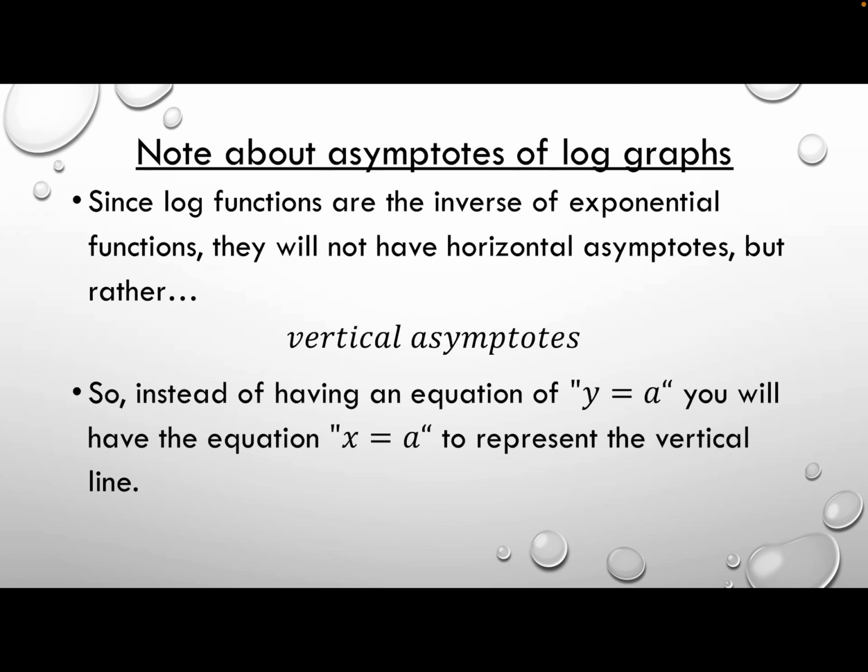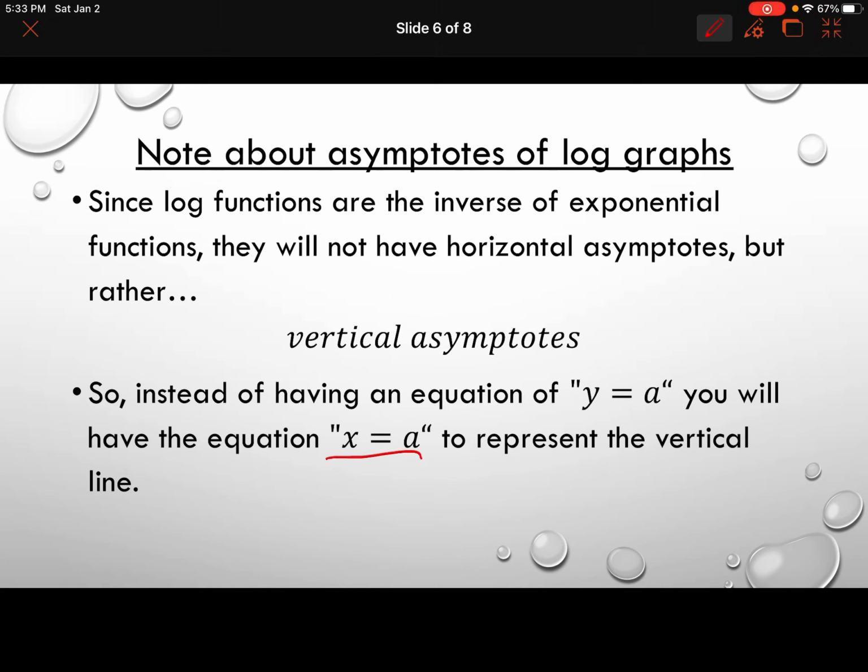So once again, instead of y equals a, remember, whenever you see an equation y equals some number, that represents a horizontal line. But now, since the x and y switch for log graphs, we end up with a vertical line. So recall that the equation of a vertical asymptote is now going to be x equals whatever number you're getting closer and closer to as you go up or down indefinitely.